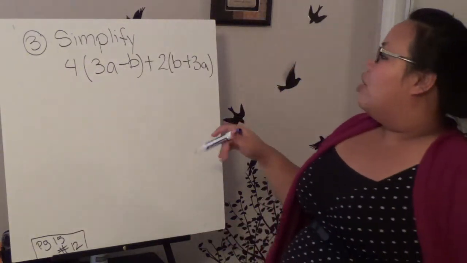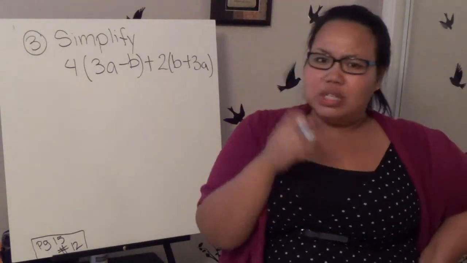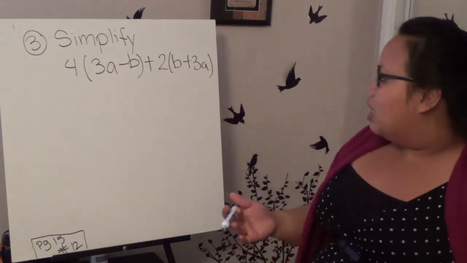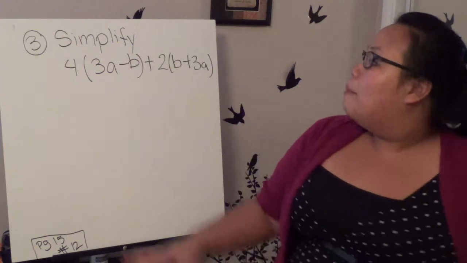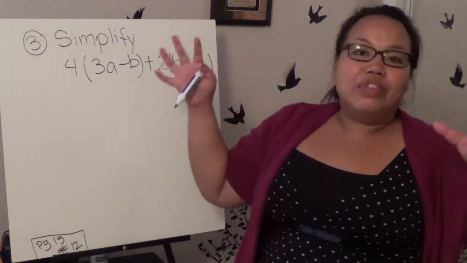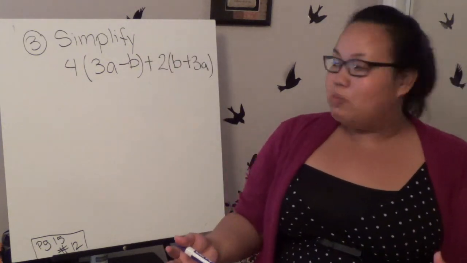So our last problem here is to simplify. This one we're going to be using a combination of all the properties. And basically it's not asking you to solve. So I'm not going to get one number, but it's asking me to simplify. So I just have to condense it until I can't do any more steps possible.